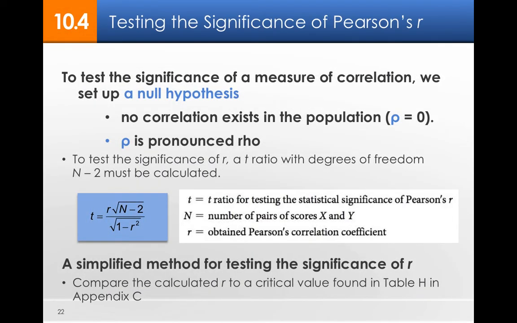Now the other thing we need to know is that just because there's a Pearson's r doesn't mean it's significant. We want to look at whether or not a correlation exists in the population. It looks like a lowercase p, but it's pronounced rho. If there's no correlation, rho equals 0. To test the significance of r, a t ratio with degrees of freedom n minus 2 needs to be calculated, and we've got our method right here. A simplified method would be to compare the calculated r to a critical value found in Table H.